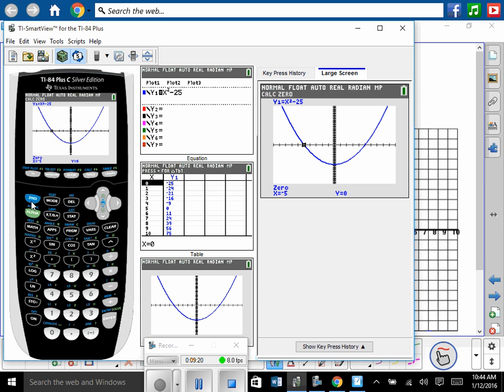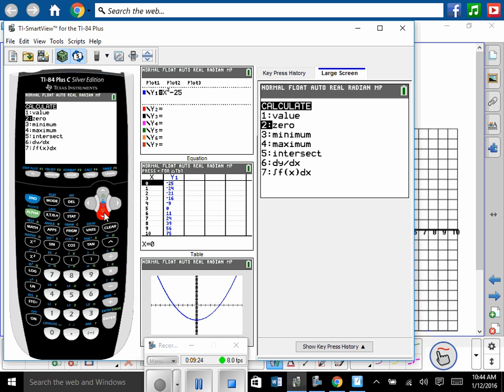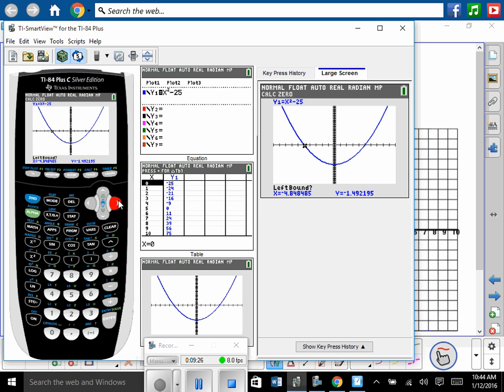So now let's do the other 0. Second trace. We're going to find the other 0. So I go down to 0. We want to be left of it. So I'm focusing on this 0 over here now, right here. So I'm going left of it. Anywhere left will work. So do you see how I'm left of it? Everybody? Yeah. Enter. Now it says right bound. I've got to scroll and be right of it.